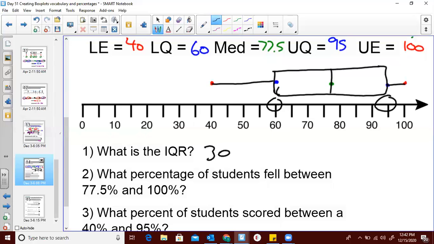What percentage of students fell between 77.5, which we know is going to be here, and 100%, which is here? Well, look, we have this 25% and we have this 25%. So again, it's going to be 50%.